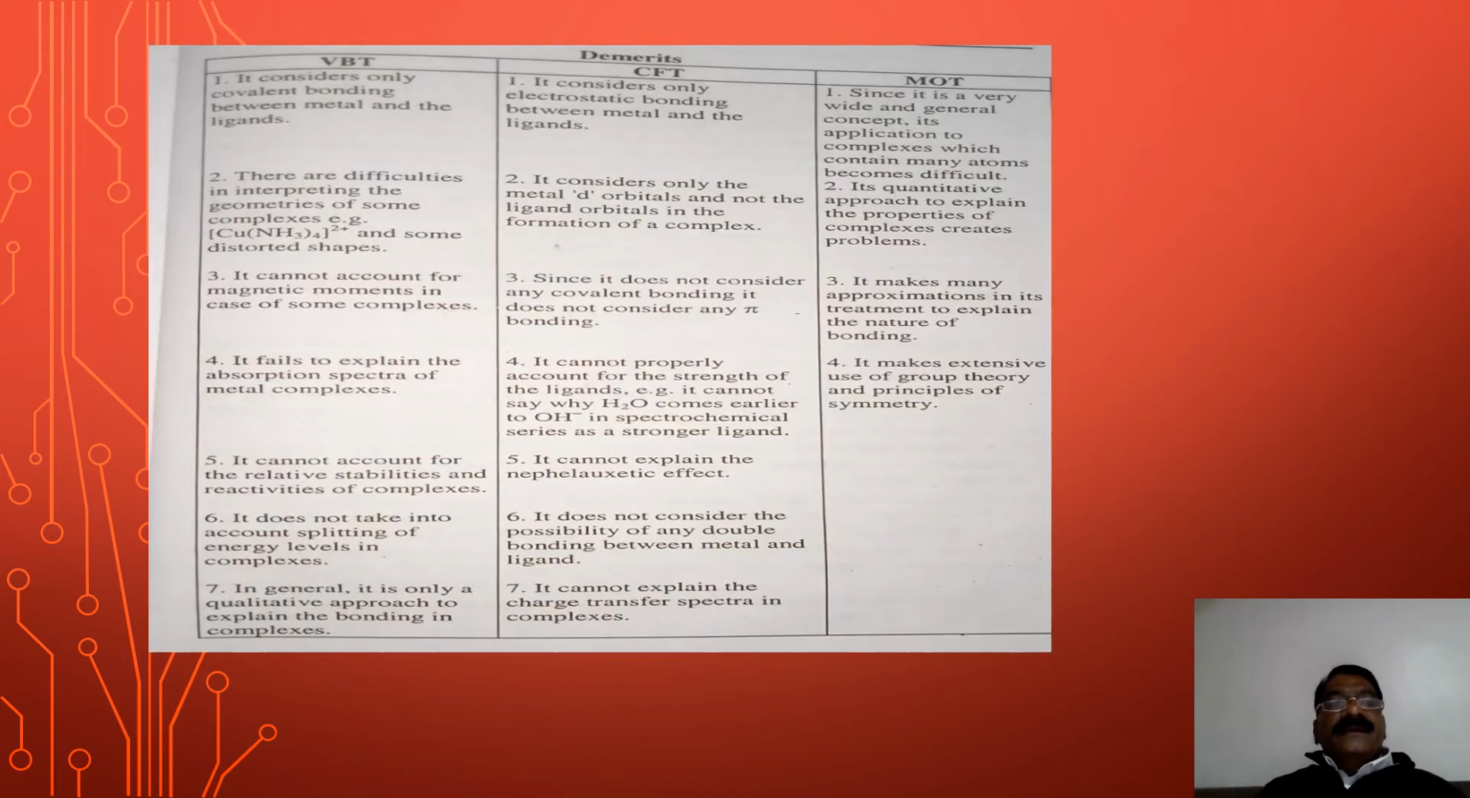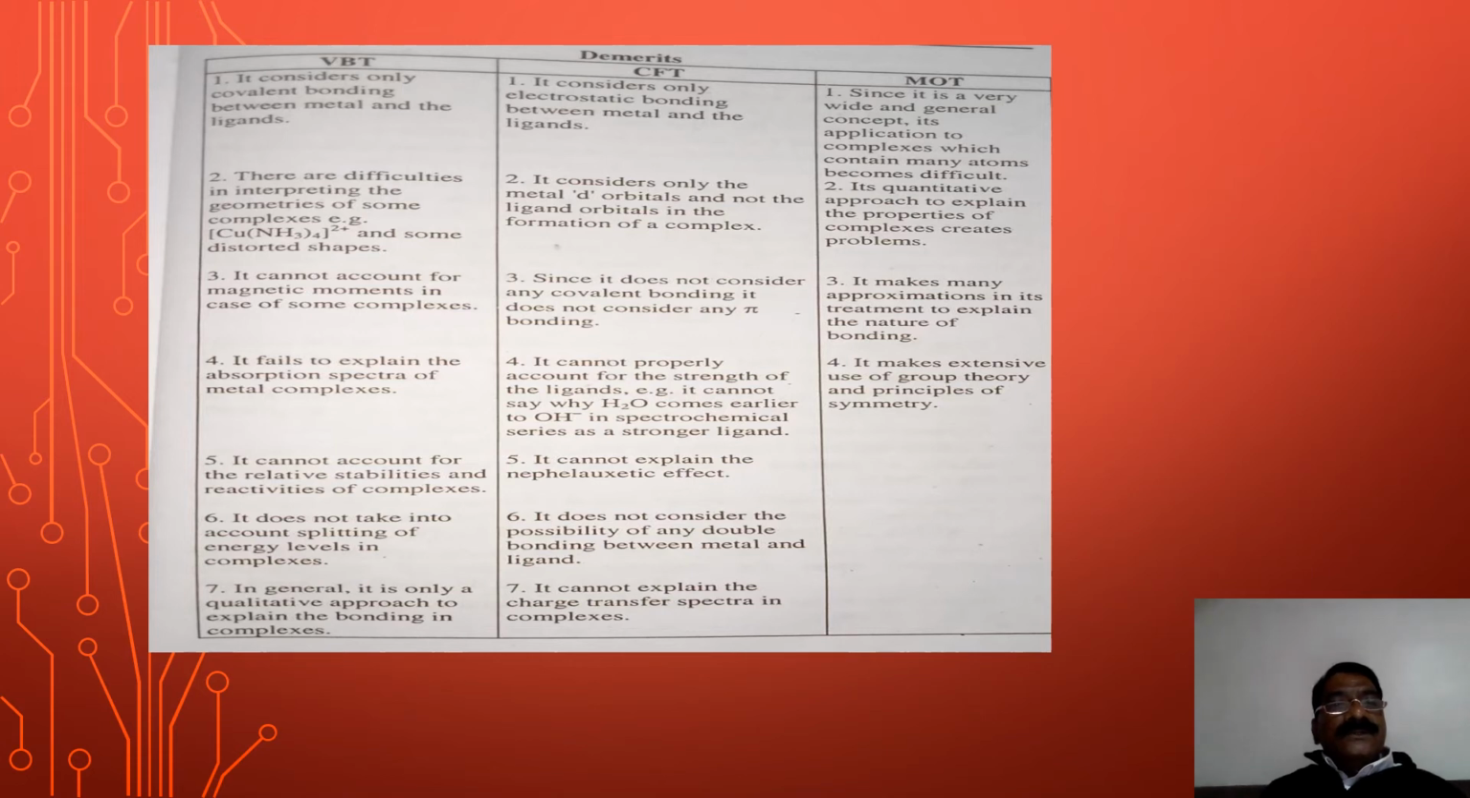Lastly, we compare the demerits or limitations of the theories. First, VBT. It considers only covalent bonding between metal and the ligands. Second, there are difficulties in interpreting the geometries of some complexes, for example, [Cu(NH3)4]2+ and some distorted shapes.